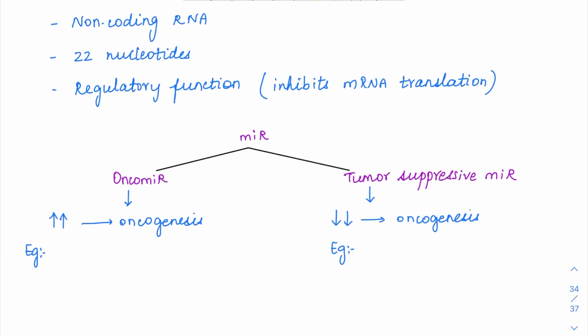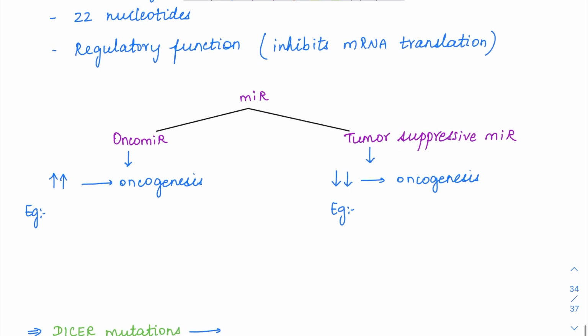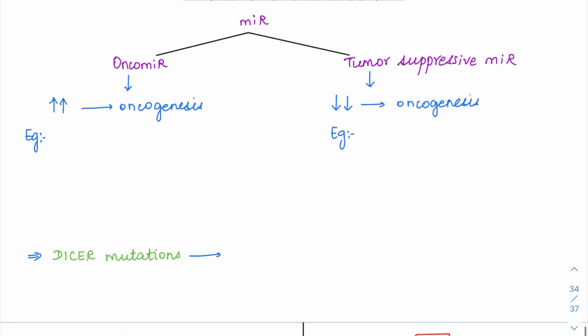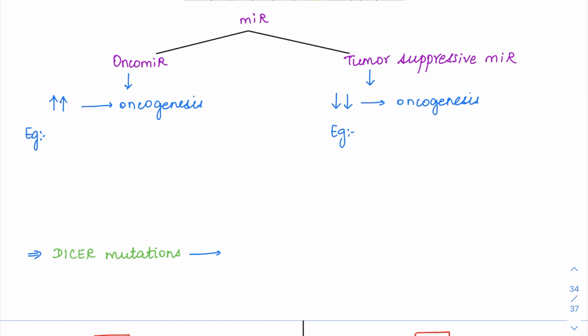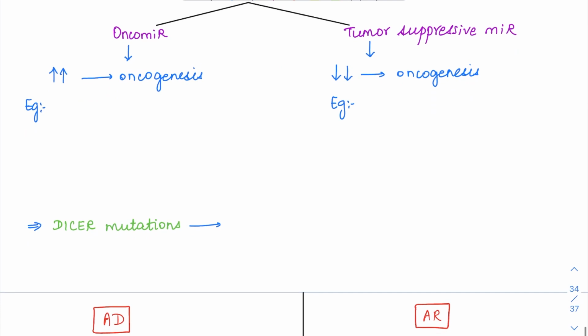They have a regulatory function which is basically inhibiting the translation of the mRNA. MicroRNAs are again classified into two: oncogenic microRNAs and tumor suppressive microRNAs. Whenever there is some mutation in the microRNA and these oncomirs are increased, it is going to result in oncogenesis. And when the tumor suppressor microRNAs are decreased, they again result in oncogenesis.